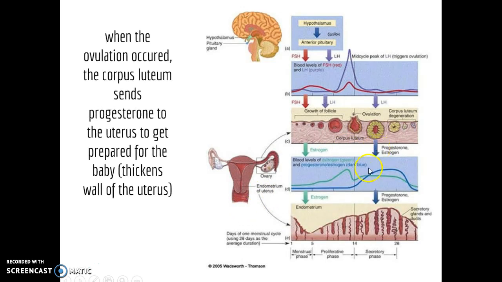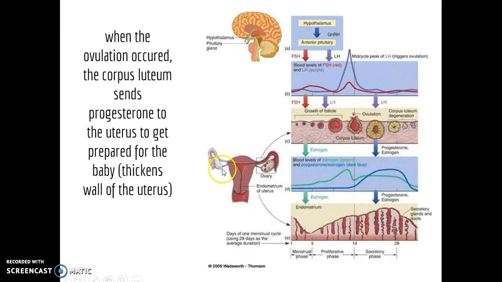So what happens with these hormones, here you can see the estrogen and the progesterone, okay? The estrogen and the progesterone are high once the ovulation occurred. What do these hormones do? They go and tell the uterus, this is the uterus, okay? The ovary is here, the uterus is here.